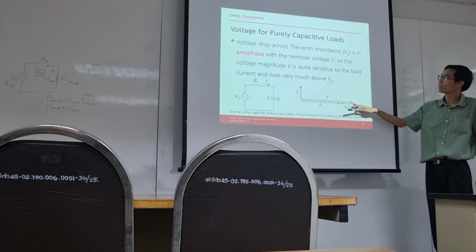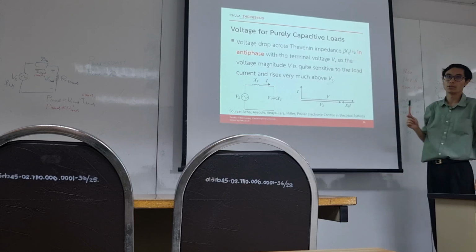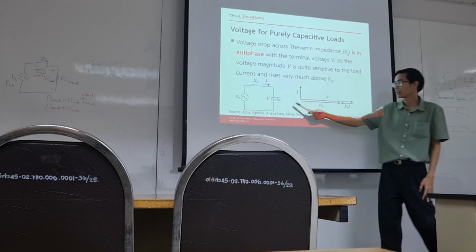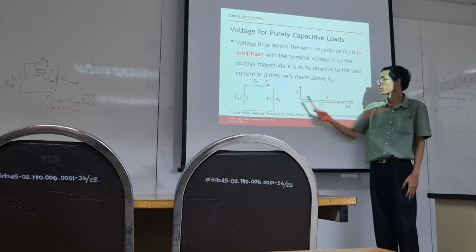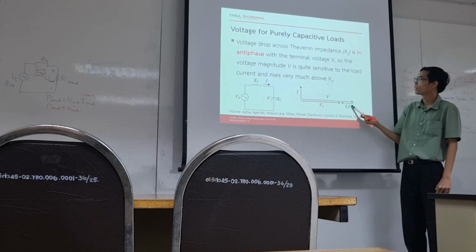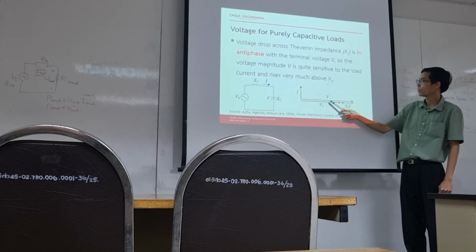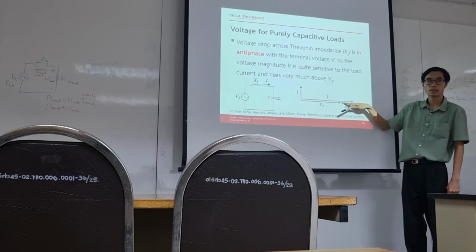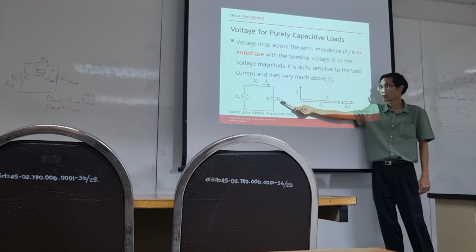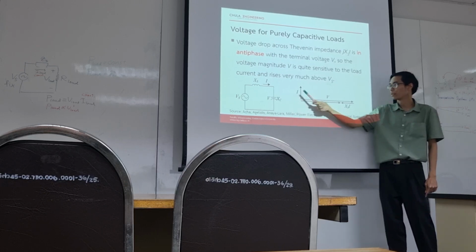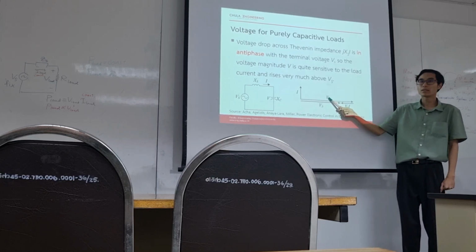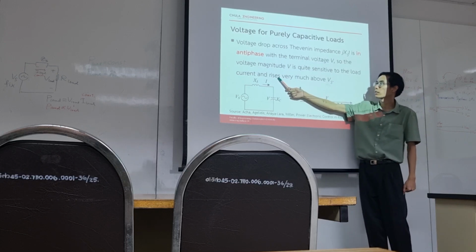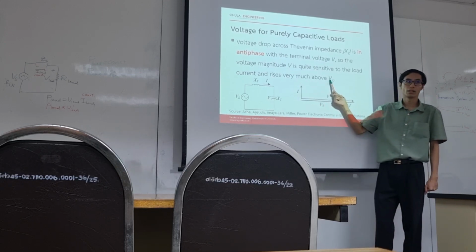Another one is a purely capacitive load. We have C here. You can see that the voltage magnitude changes a lot. And if we add the loading capacity, the voltage at the load will rise very much above Vs. Okay.